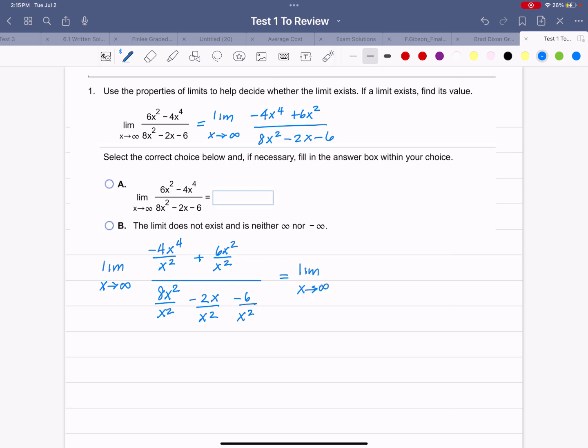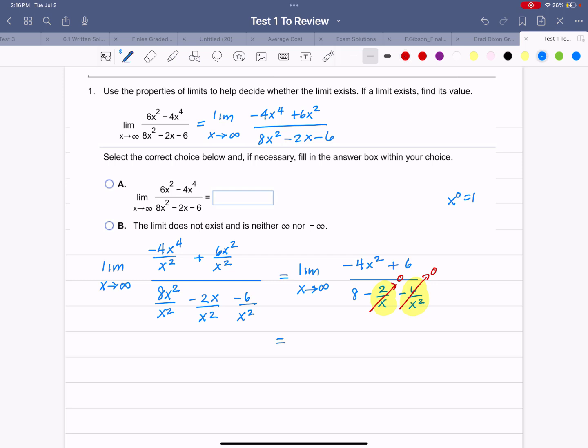So our limit as x goes to infinity of negative 4x squared, I'm just subtracting my exponents, plus 6x to the 0, and remember x to the 0 is 1, so we don't have to write it. All of that is divided by 8 minus 2 over x minus 6 over x squared. And as the denominator of a fraction gets larger and larger, and the numerator stays a constant, that means that these are going to 0. So this part's going to 0, and this part's going to 0.